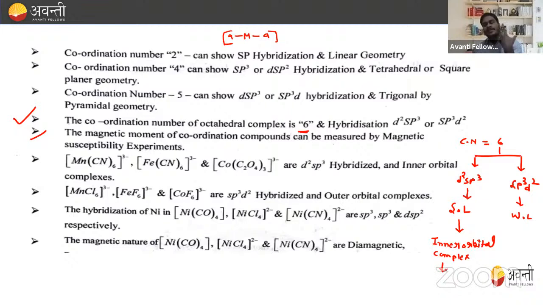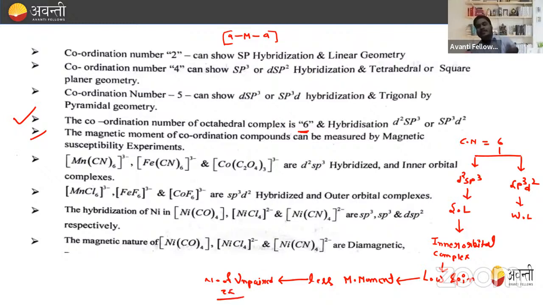One more important thing: if the complex is inner orbital, then it must be low spin. And what does this term low spin mean? Low spin means they have a minimum number of unpaired electrons, or we say less magnetic moment, because magnetic moment depends upon the number of unpaired electrons. If the number of unpaired electrons is less, then the magnetic moment is also less.